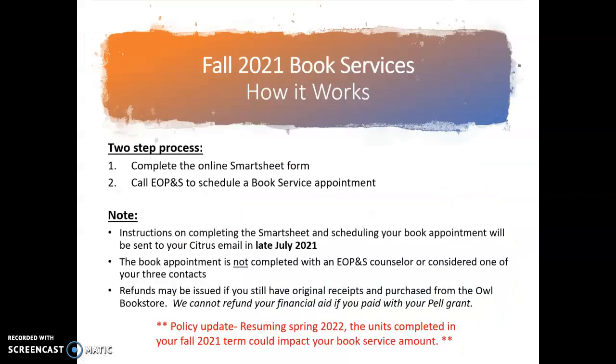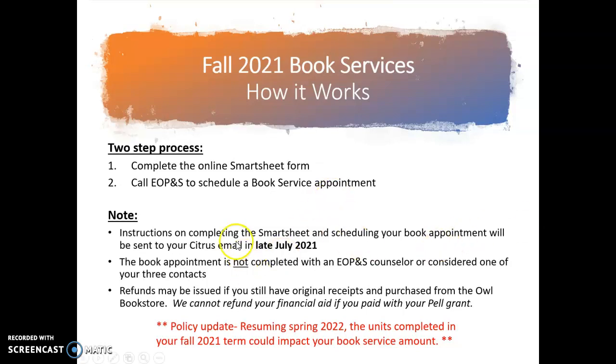Book services, very important. How do I get my books for the fall? It is a 2-step process. First step, I have to complete an online Smartsheet form. The second step is after I complete that online form, I have to give EOPS a call and schedule a book service appointment. Where do I get the form? How do I do this?